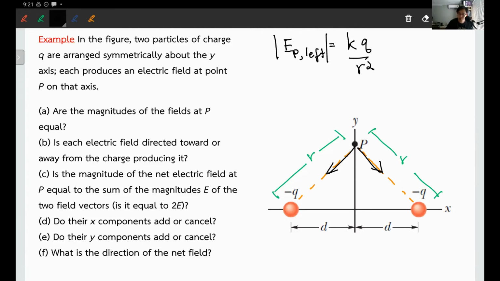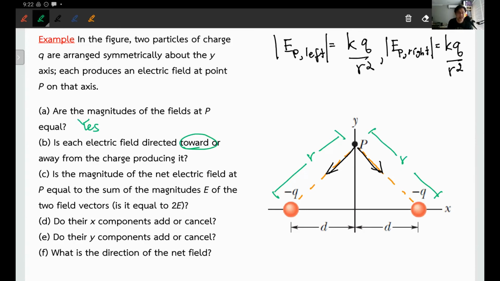Okay. And now when you look on the right, it seems to look the same. Electric field at point P from the right charge is going to be K, the charge generating it, divided by R squared. Because the R are the same, the magnitudes are the same. Second, is each electric field directed toward or away from the charge producing it? Of course, it's going to be toward, because these two charges are negatively charged.